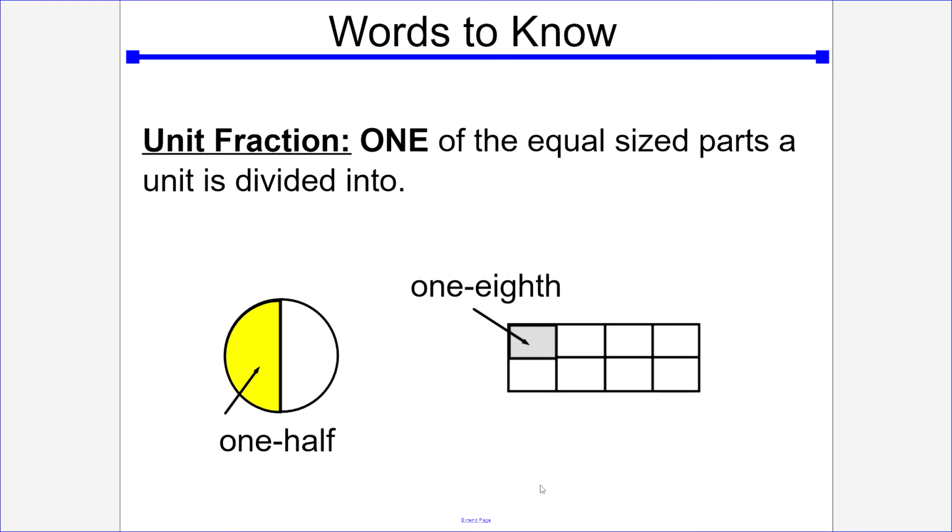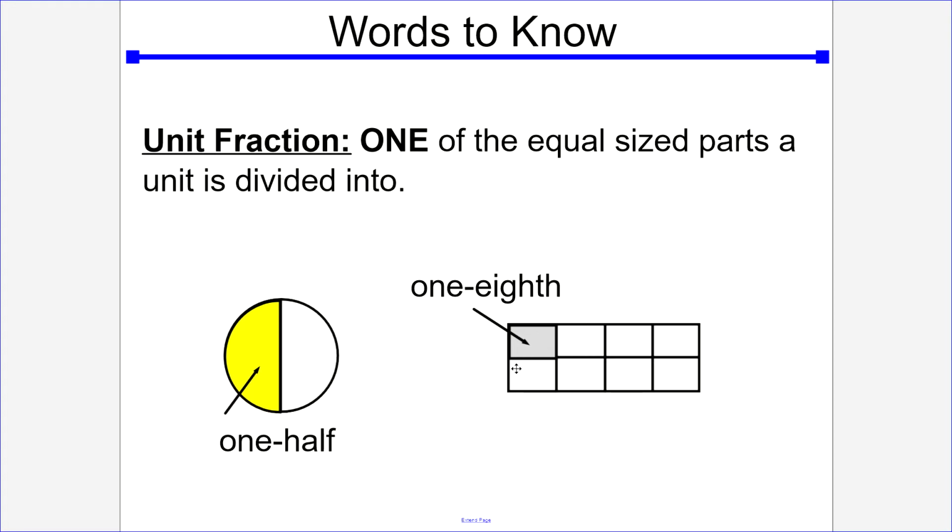A unit fraction is one of the equal-sized parts that a unit is divided into. So look at this circle. The unit is divided into two equal parts. We call those parts halves. The unit fraction, or the name of one of those equal-sized parts, would be 1/2.